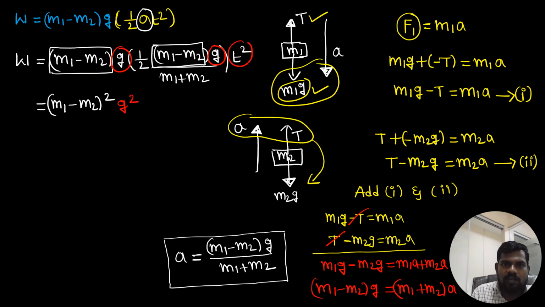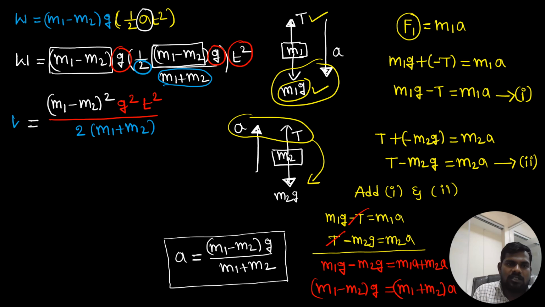Here t square is there. t square divided by, what is the remaining value here? We can see 1 by 2 is there, so 2 into m1 plus m2. So this is the work done by gravity.